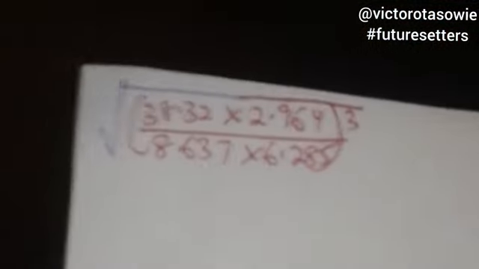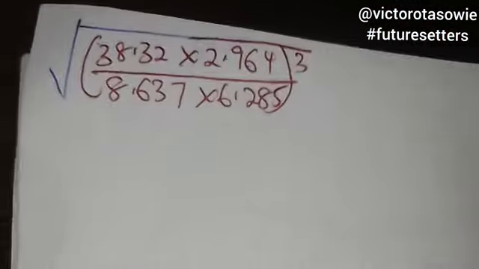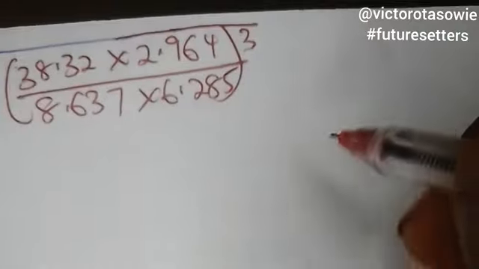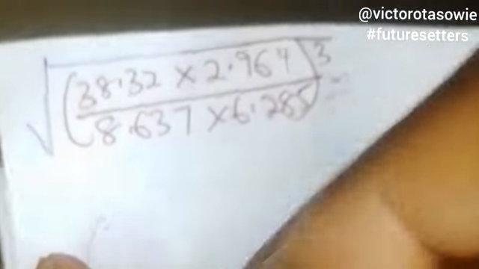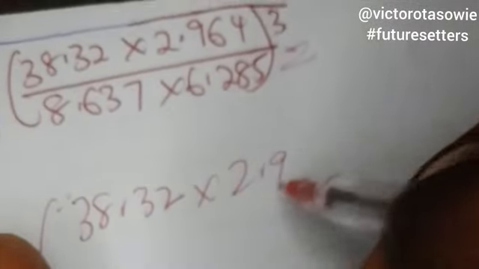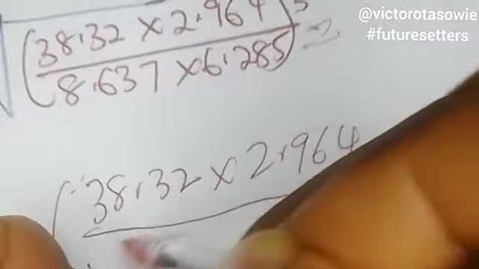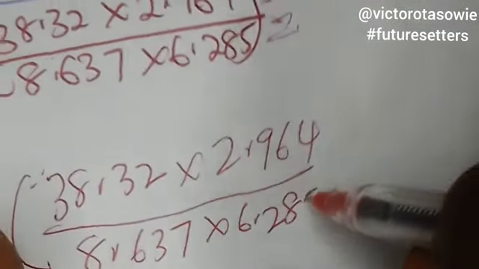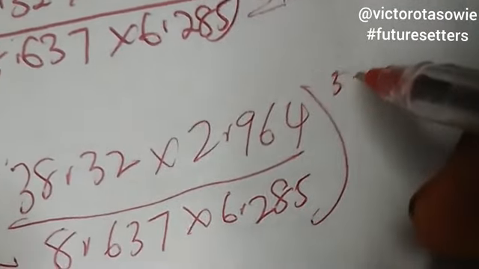Now I may not need to solve this question, but to solve this question I will give you the hint. What you will do now, you have 38.32 times this. Just note that this is equal to, what you see here is square root. So in the case that what you have here is 38.32 times 2.964 over 8.637 times 6.285 raised to the power of 3 over 2.